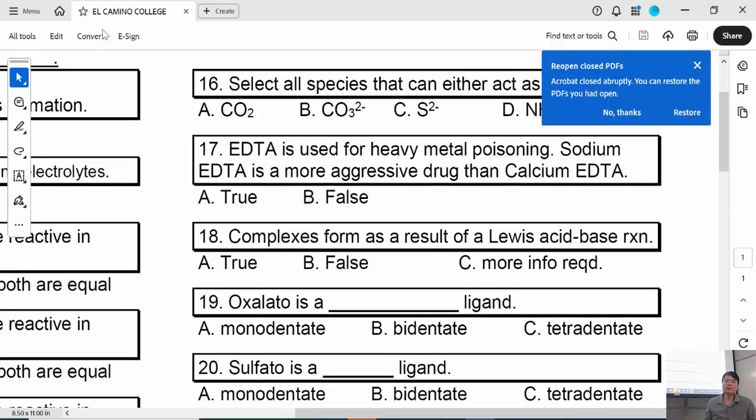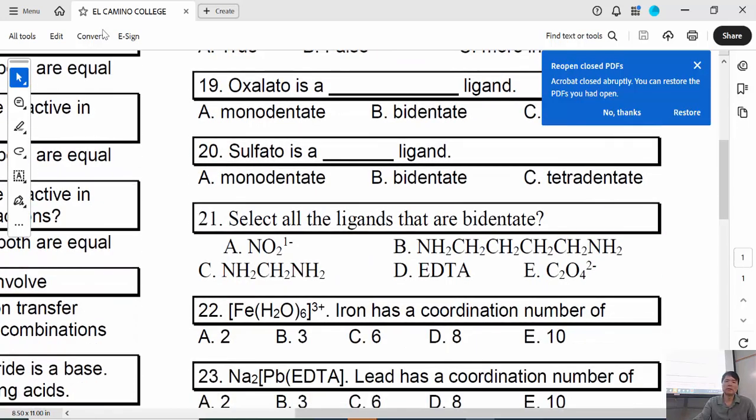Complexes form as a result of a Lewis acid-base reaction. Is true or false? That's true. Select all ligands that are bidentate. So B, what's the name for B? Can somebody tell me the name?